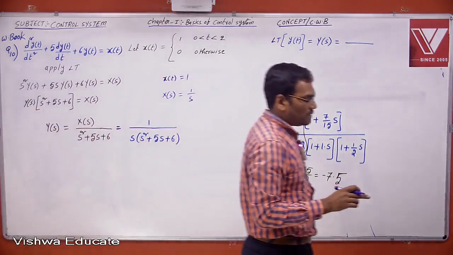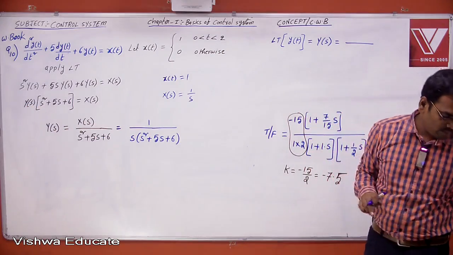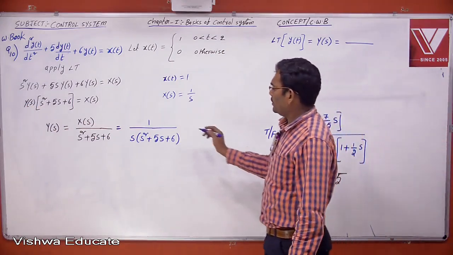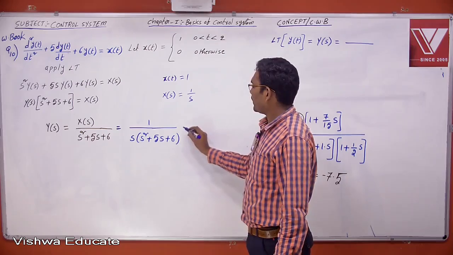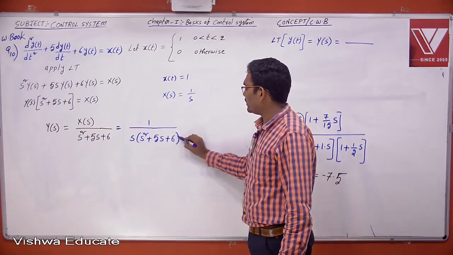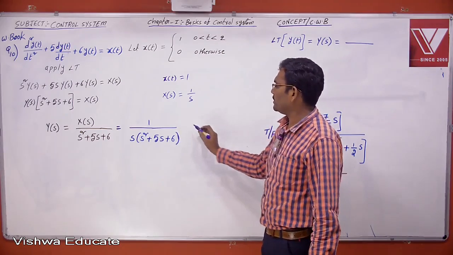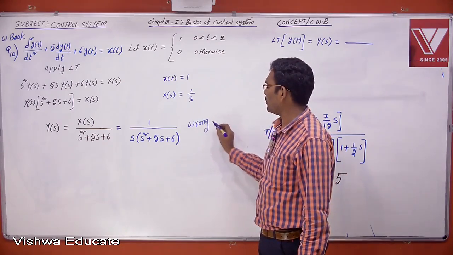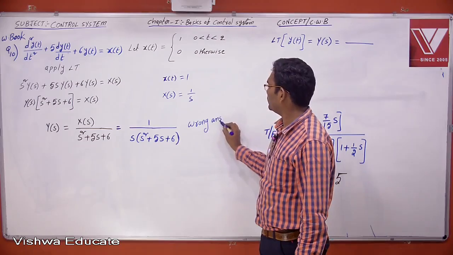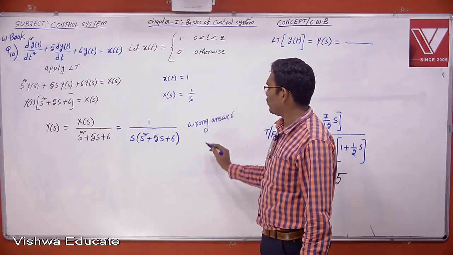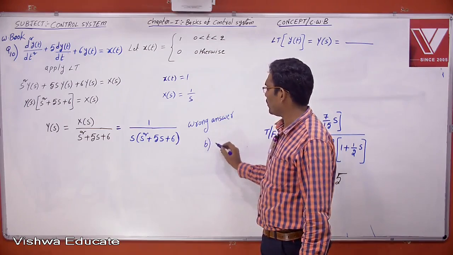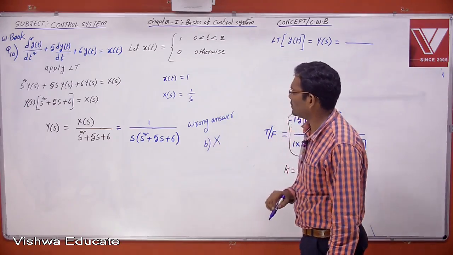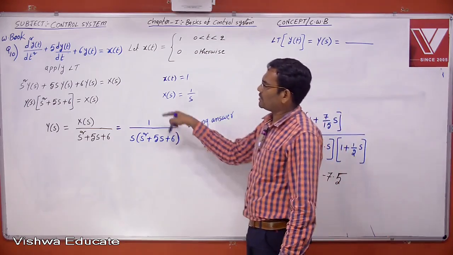Now this is also there in option B. Options are also given. Now this is option B, but most of you are thinking that this is the correct answer, but this is 100% wrong. This approach is wrong. This is the wrong answer, but it is there in option B. Option B is wrong because this concept is also wrong.